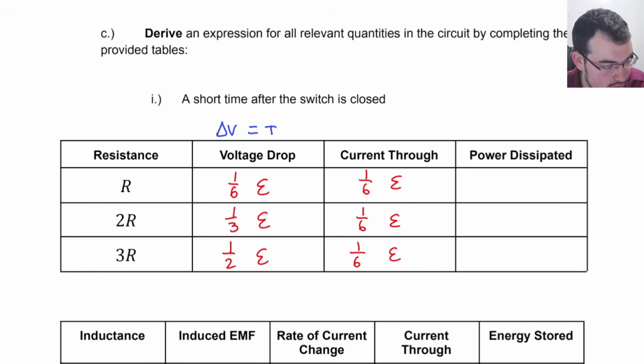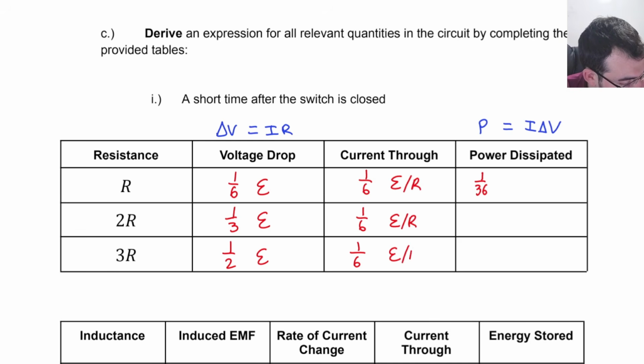Now pick your favorite power formula, because we know literally everything. But since we know current and voltage drop, just to avoid squaring anything, I just like power equals I delta V for this one. So 1/6 and 1/6 makes 1/36. Oh, sorry. Current through is 1/6 script E over R. I'm sure that bothered somebody, but we fixed it. So 1/36 squared over R. 1/6 and 1/3 is 1/18. And 1/6 and 1/2 is 1/12.